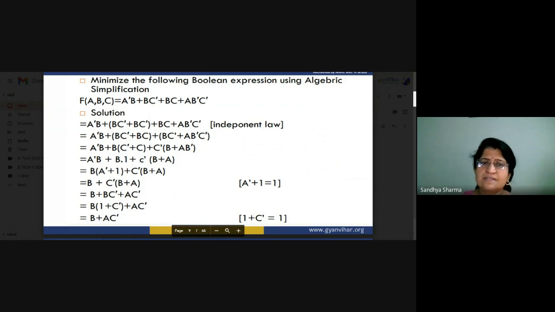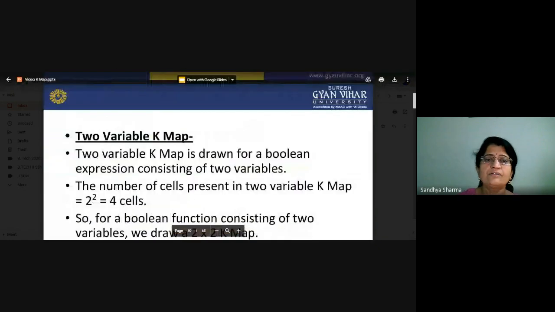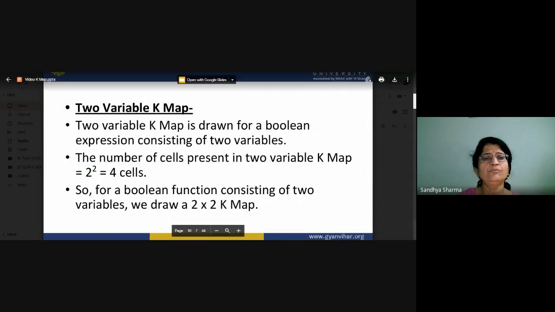But this thing is a little bit complicated, so instead of remembering and applying the different rules, we can also use the K-map method for minimization, and it will be very easy for solving or minimizing our Boolean expressions. So first of all, we will see the two variable K-map. Okay. So now what will happen, you have been given two variables. If there are two variables, how many cells are present in the two variable K-map?